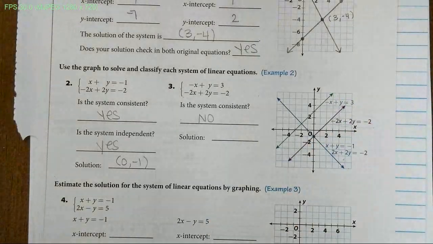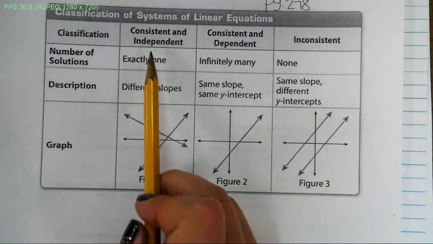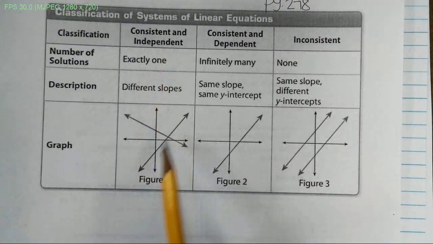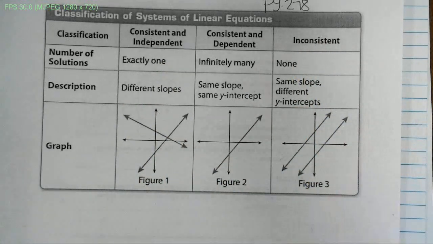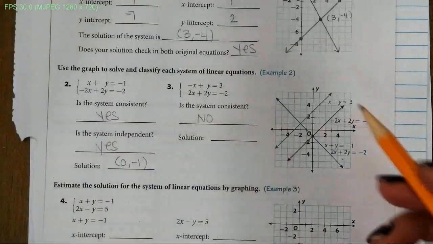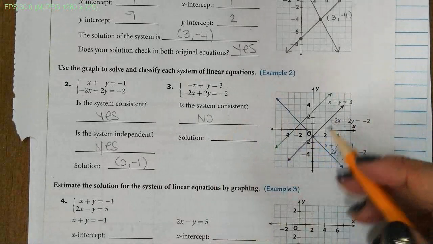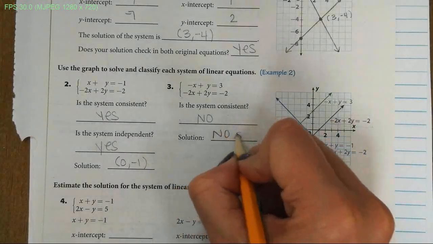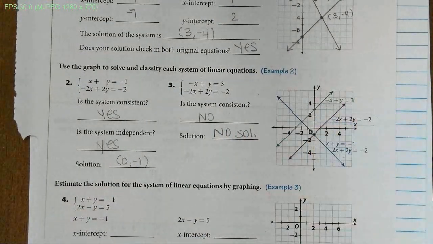So let me show you really quickly over here. Remember that consistent and independent is when they are crossing. Okay, and inconsistent is when they are parallel. Okay, so they are not consistent, because these are parallel lines. So our solution is no solution. Okay, so because we do not have any point of intersection, there is not going to be a solution for that.